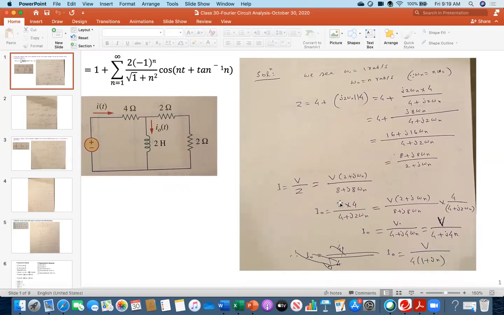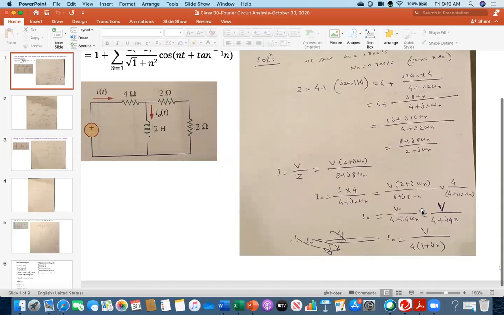And then substitute the value of I. This is the I value. You see, I am substituting this one here. So I got this one. After that, I am just simplifying. You simplify. So finally, I got I naught equals V over 4 multiplied by 1 plus jn. So this is my generalized form.